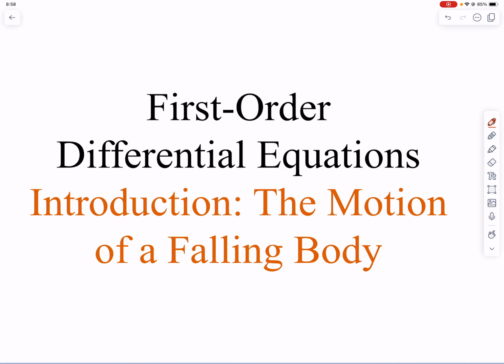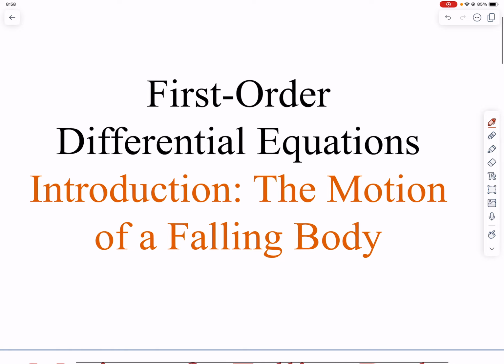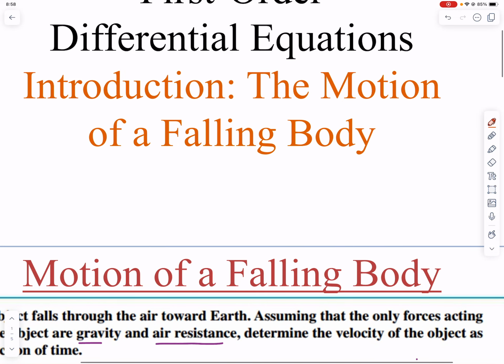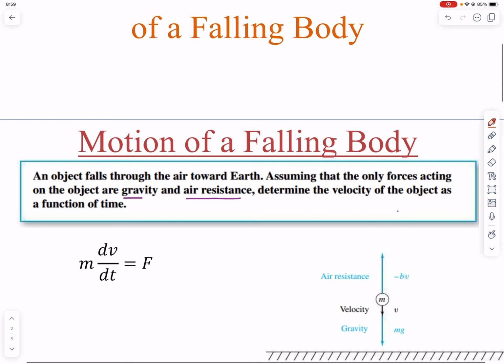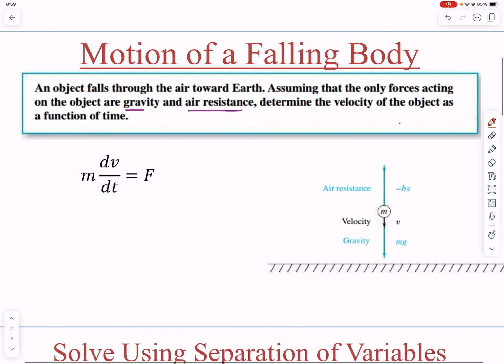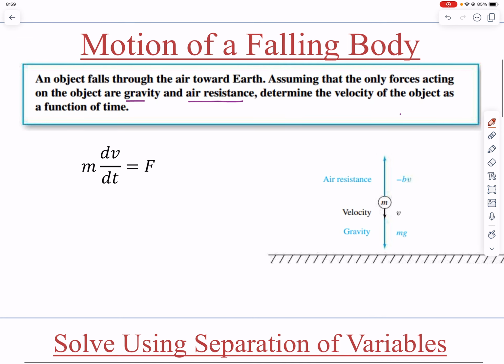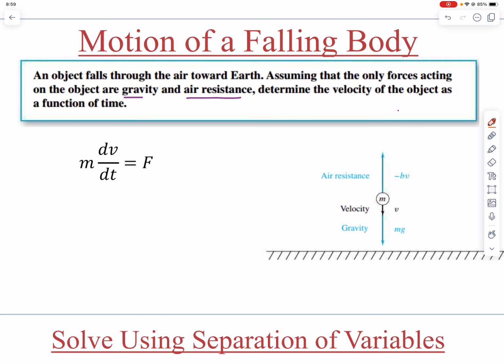We will introduce first-order differential equations by talking about the motion of a falling body. So basically, we have an object falling through the air toward Earth, and we will assume that the only forces acting on the object are gravity and air resistance. And here we are going to be finding the velocity of the object at any time t.